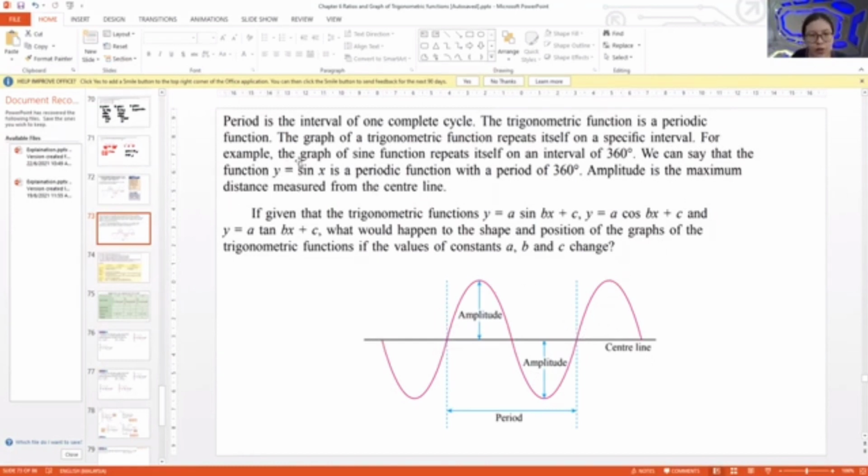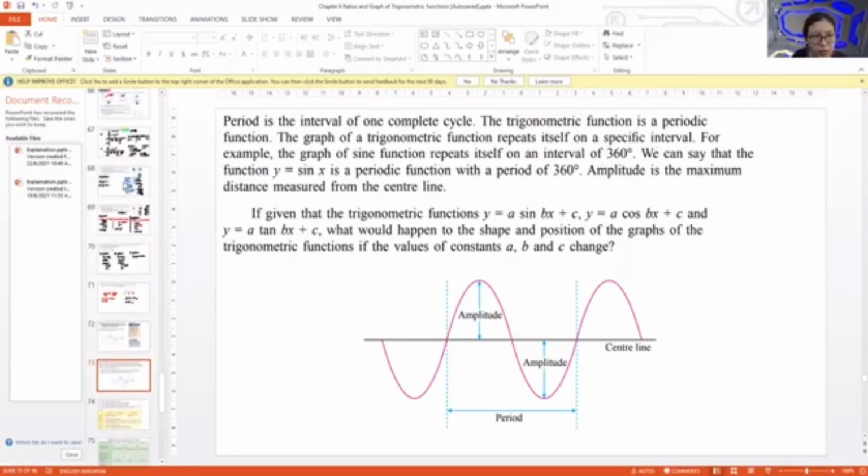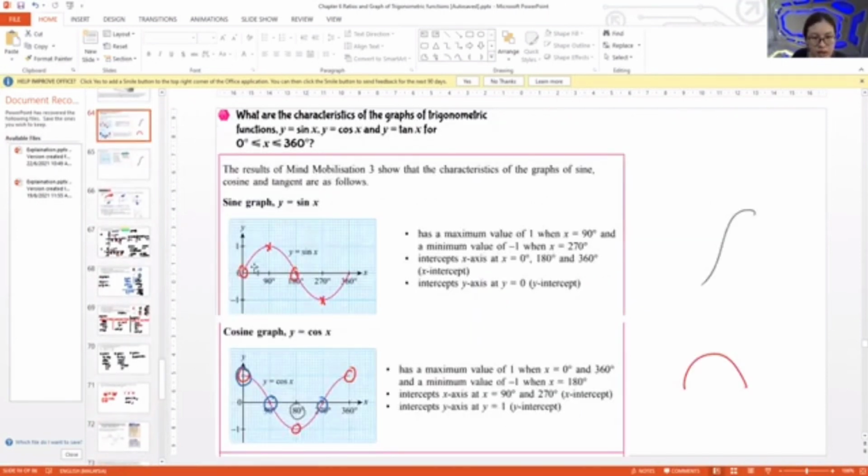For example, the graph of the sine function repeats itself on an interval of 360 degrees. So we can say that the function y equals sine x is a periodic function with a period of 360 degrees. This is the sine x graph, where the interval is 360 degrees. You can go back and see this graph. We can see that for the sine graph, one cycle is equal to 360 degrees.